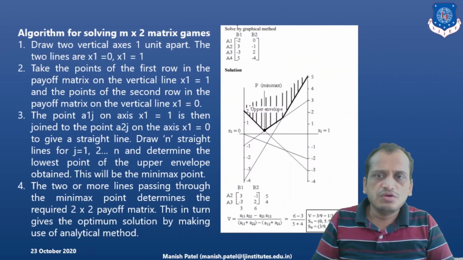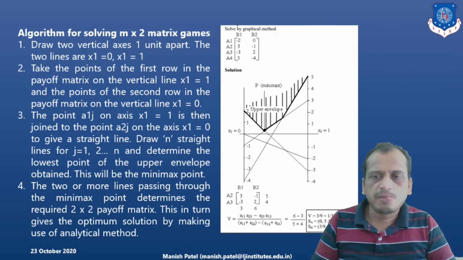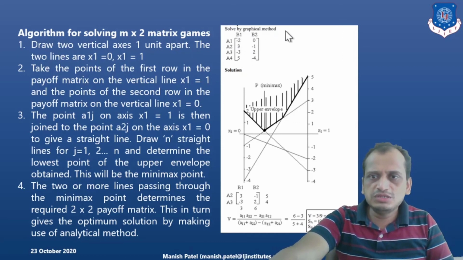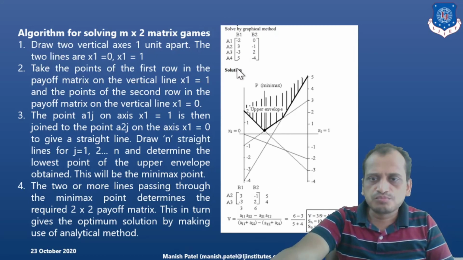Next is the case where you have m cross 2 matrix. Here in this case you draw 2 vertical axes. Again, with the help of this given data, you will draw the different lines based on these categories B1 and B2. Clear? These are some of the strategies of player A. These are given here, which you can easily identify from the graph.